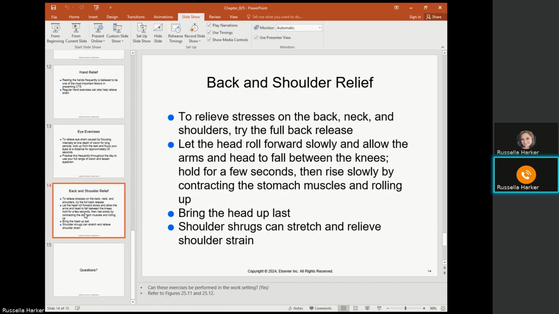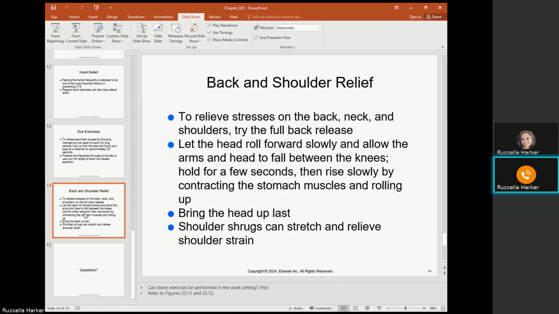Hold that for a few seconds, like you're laying your body on your lap and your head is between your knees. Then you're going to rise slowly by contracting your stomach muscles and rolling back up, bringing your head up last. As you're going down, you're going to breathe out, and as you're coming back up, you're going to breathe in. You're just going to let all that stress out, and then breathe a nice, refreshing breath back in.